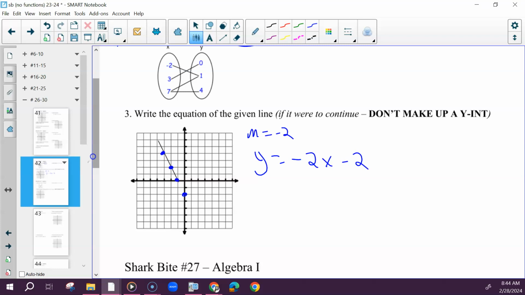In order to do that on Desmos, you would have to pick a point that the line goes through, type in your y equals mx plus b, change it to -2, and then figure out where that y-intercept would be. So it could be done, but there's extra steps in there, rather than just doing it on the graph.